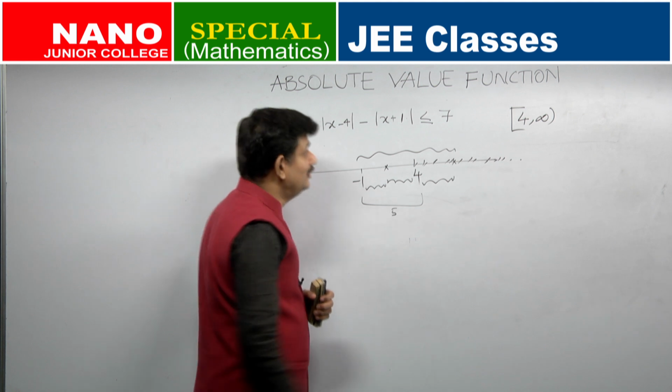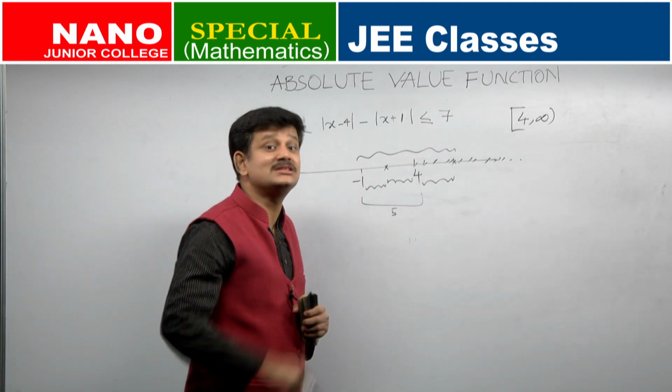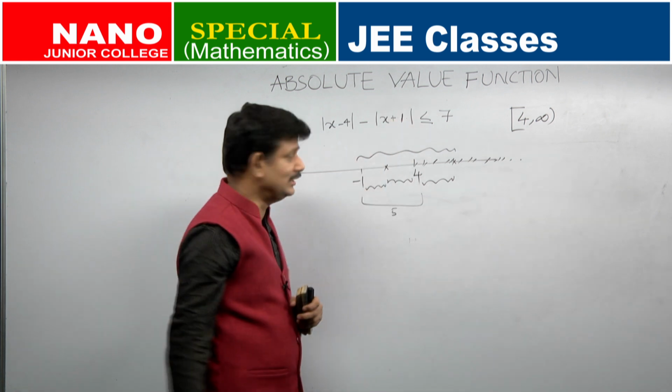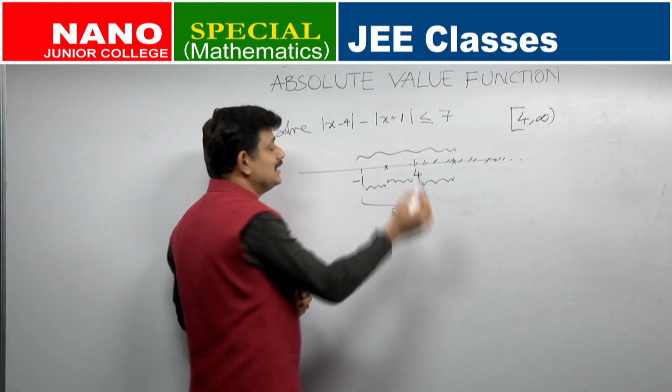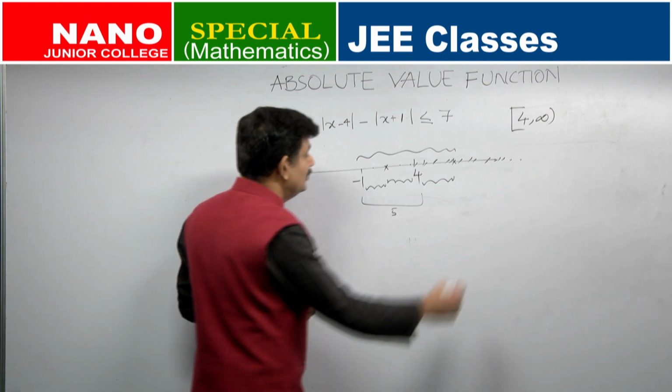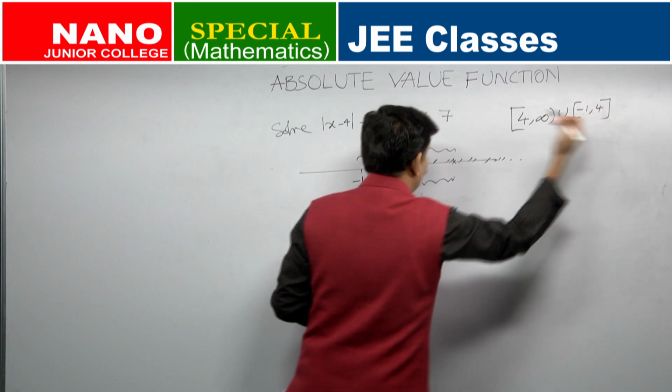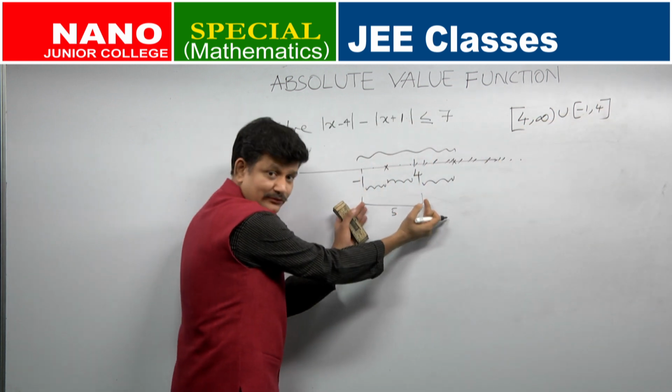Definitely less than 5. And what you want it to be? Less than 7. So, automatically something which is less than 5 will also be less than 7. So, each and every number here is again part of your answer. So, again you will have the union of numbers from −1 to 4. Is it clear? This distance is 5.